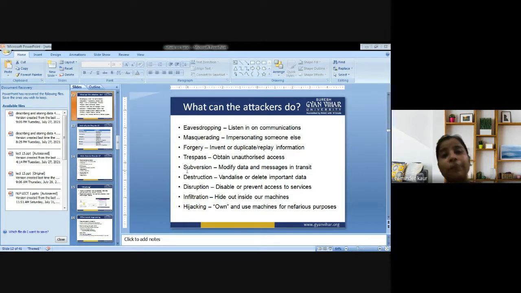Next is subversion. As the name implies, it means we are modifying the data and messages in transit. Destruction. Vandalize or delete important data. Vandalize is concerned with destruction, destroying the important data. Next is disruption, disable or prevent access to the services. Next is infiltration, hide out inside our machine. Hijacking, that is a very common term, own and use machines for nefarious purposes.